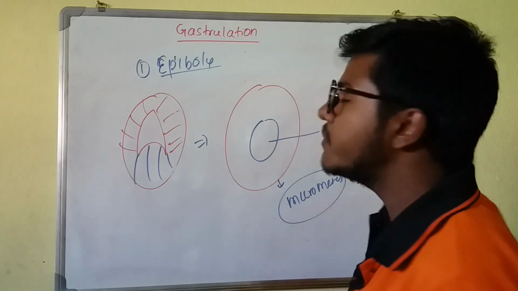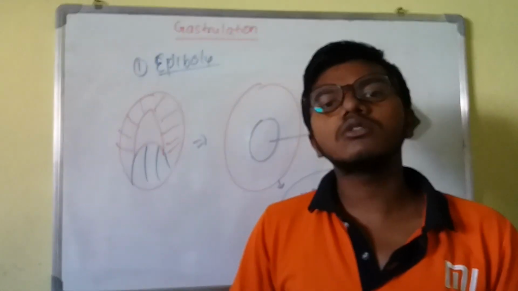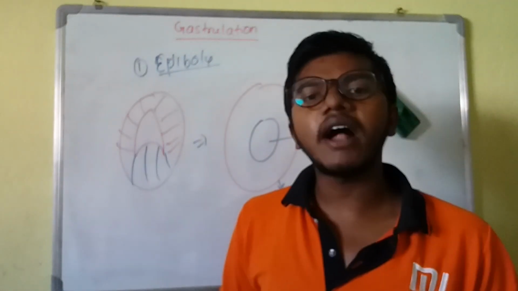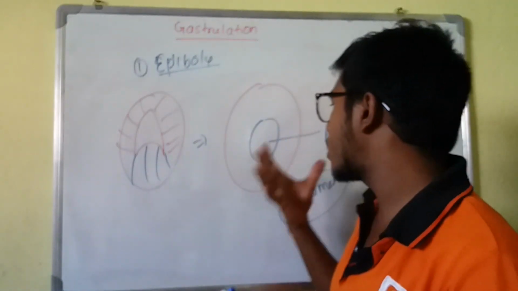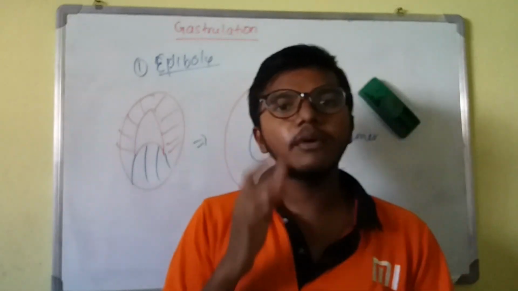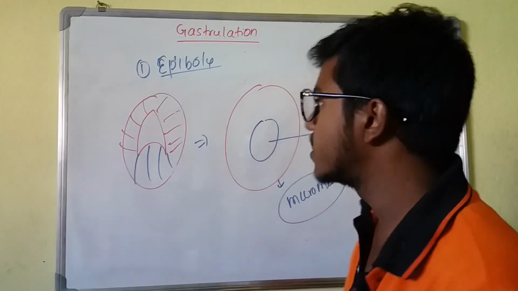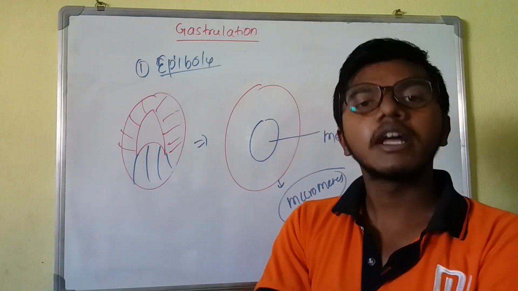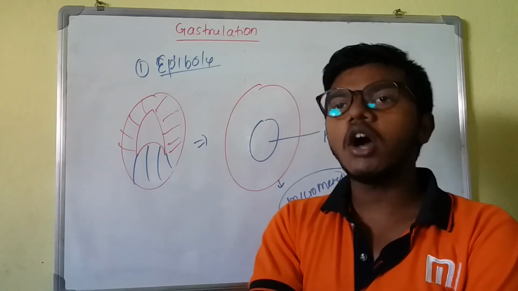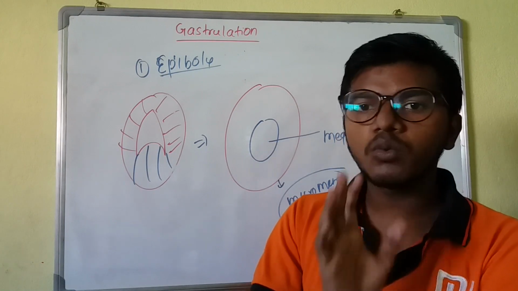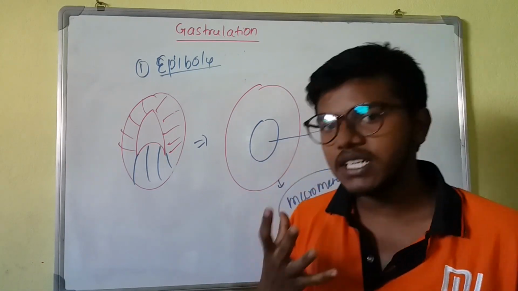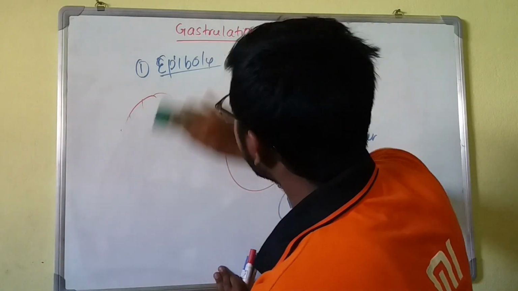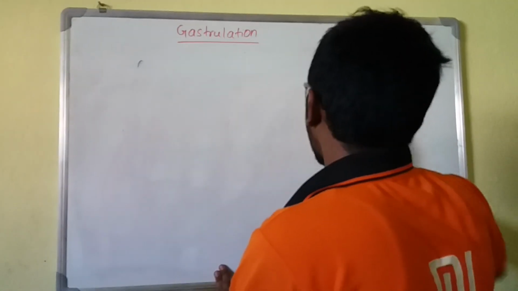So epiboly means a covering or rotation of the superficial layer of cells, or the upper part of cells, such that it covers the deeper or the lower part of the cells. All of these processes take place in the phase of gastrulation. Now we are mainly concerned with the gastrulation of frog, that is included in our HSEB course. So we're dealing with the gastrulation of frog.